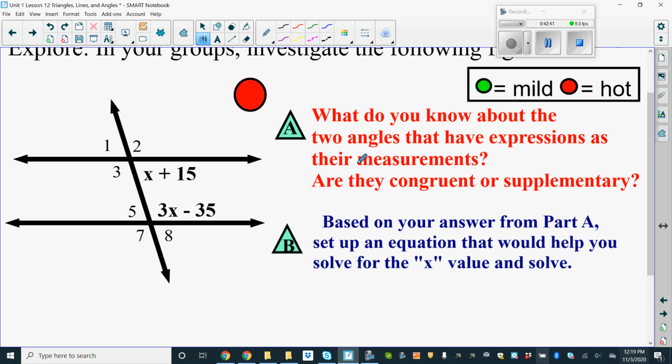So for this one also, we're going to start by determining if they are congruent or supplementary. So go ahead, create your zigzag, and check if you set up the equation correctly in 2 minutes.